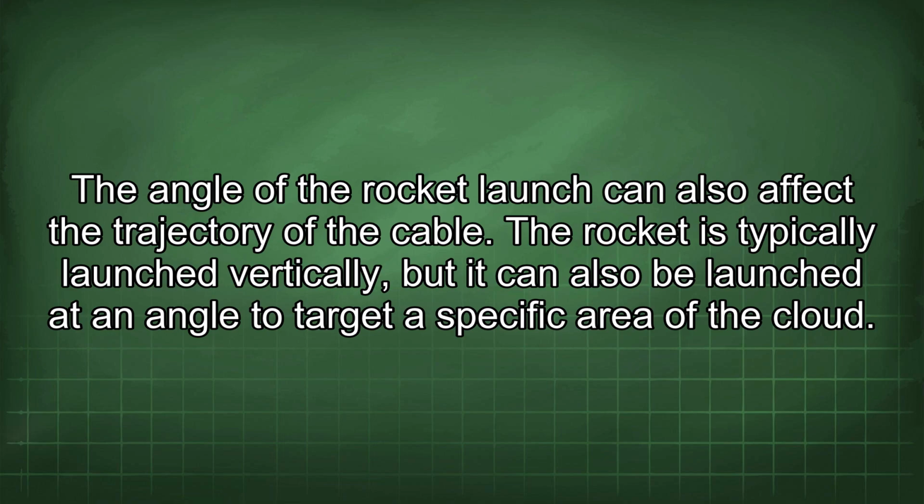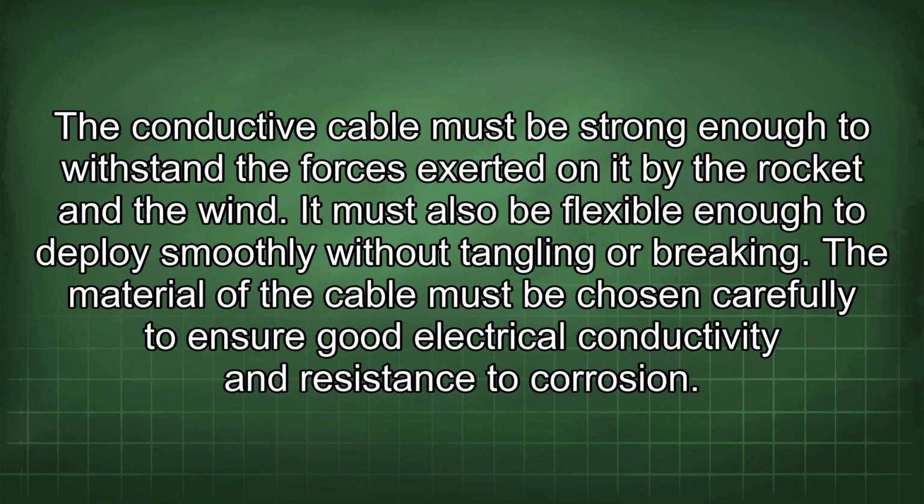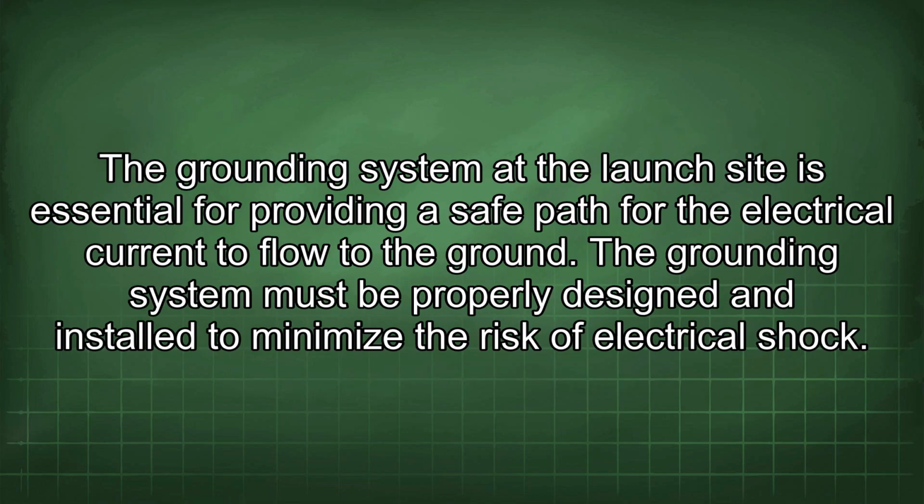The conductive cable must be strong enough to withstand the forces exerted on it by the rocket and the wind. It must also be flexible enough to deploy smoothly without tangling or breaking. The material of the cable must be chosen carefully to ensure good electrical conductivity and resistance to corrosion. The grounding system at the launch site is essential for providing a safe path for the electrical current to flow to the ground. The grounding system must be properly designed and installed to minimize the risk of electrical shock.